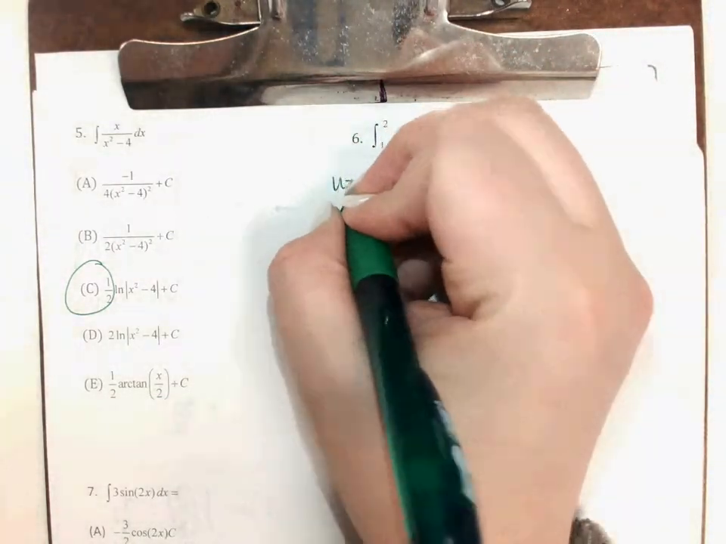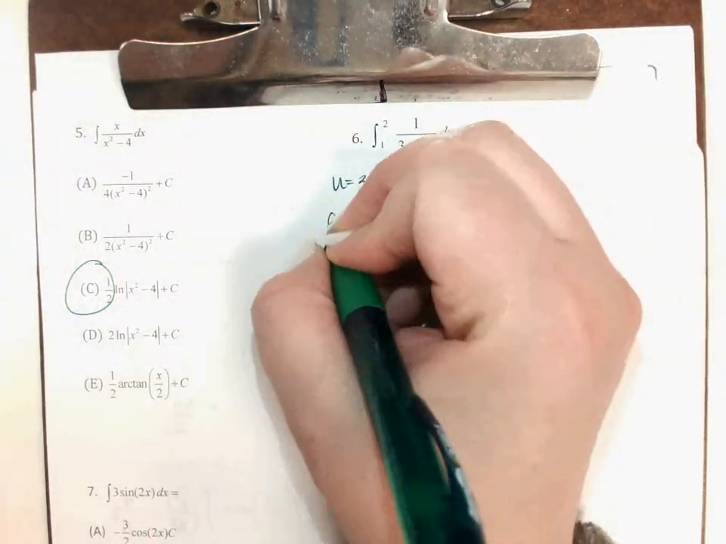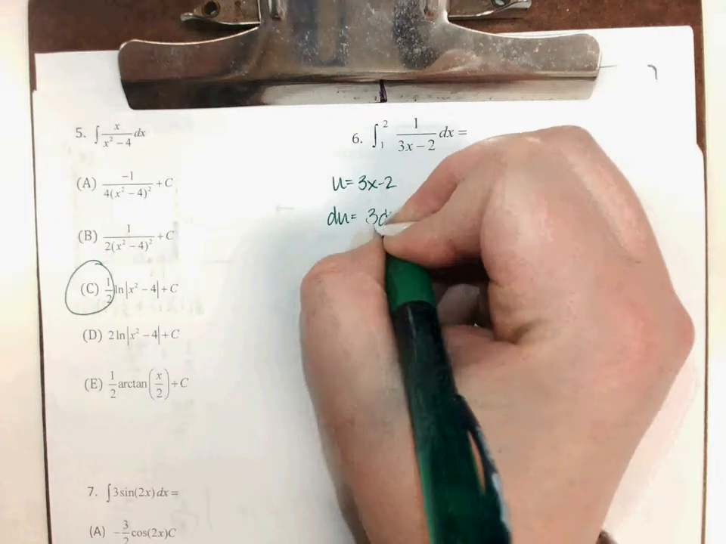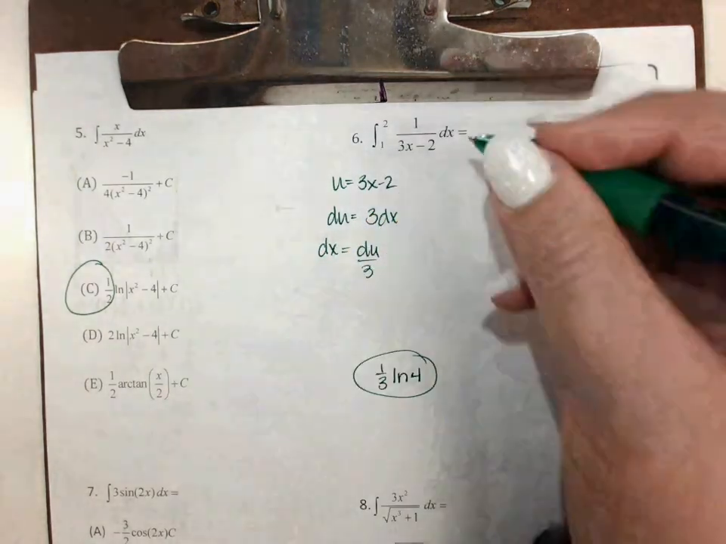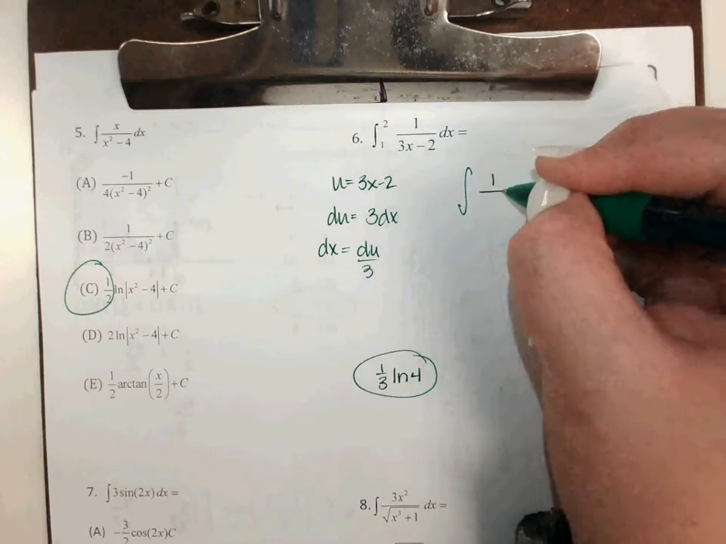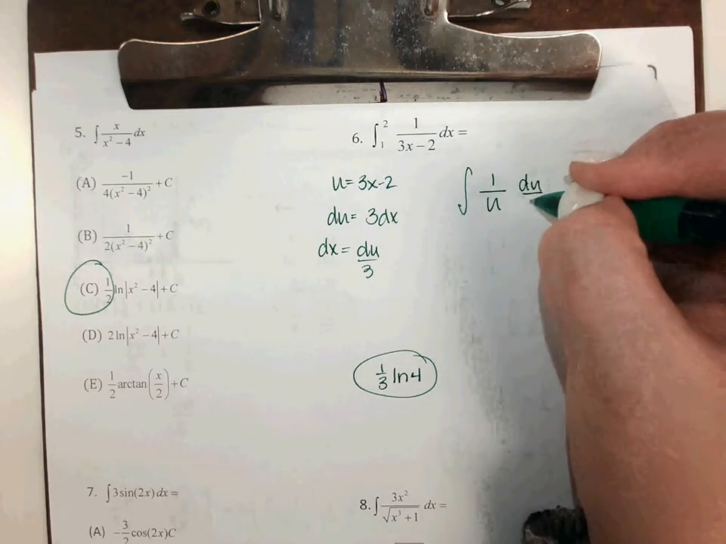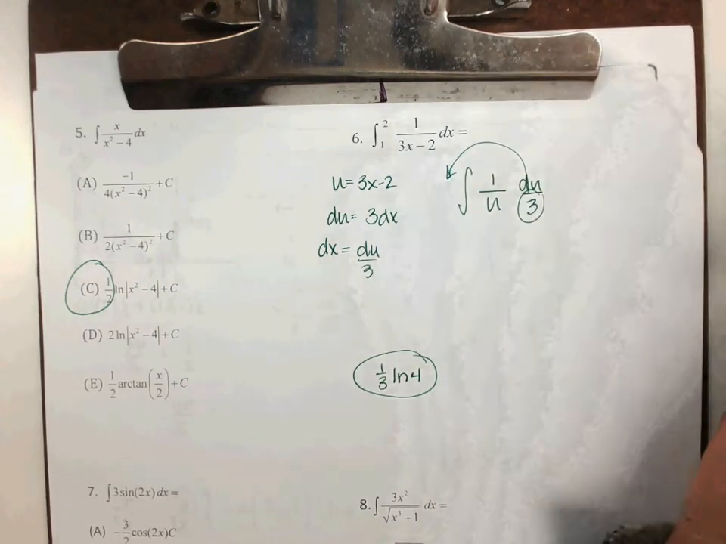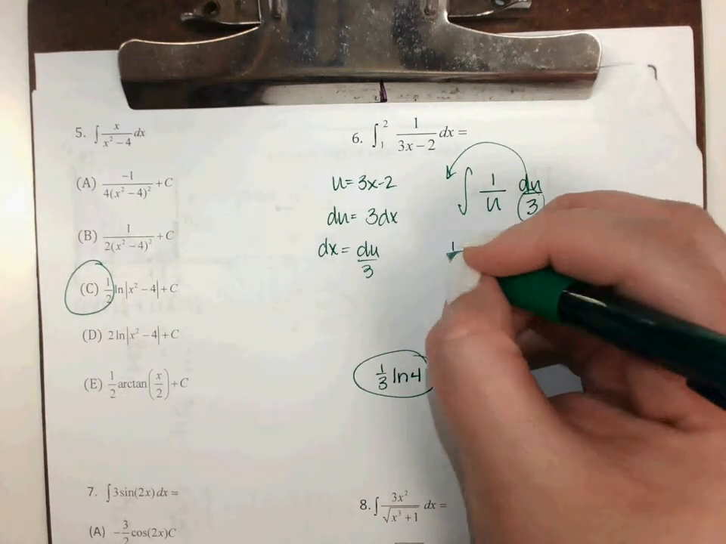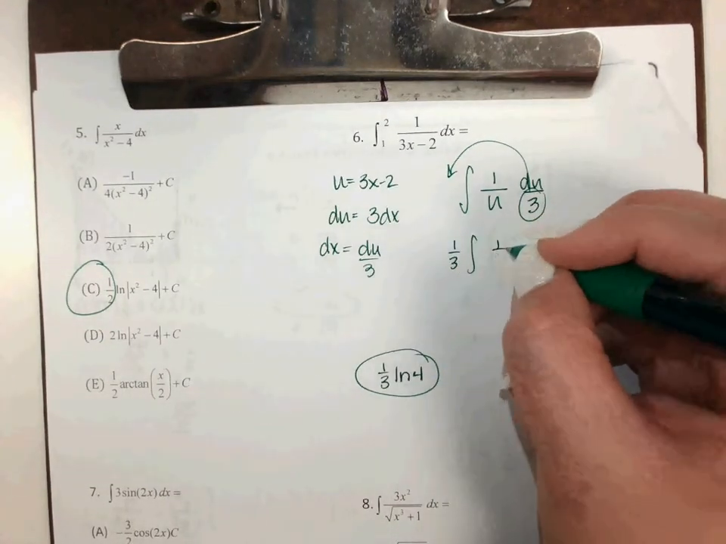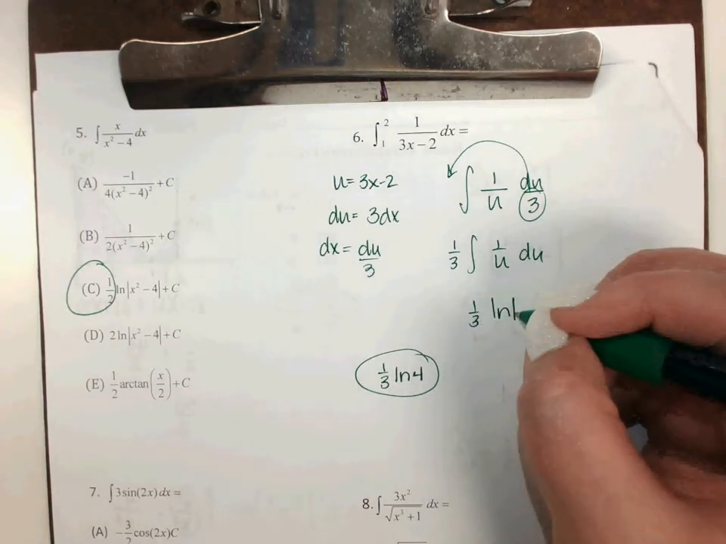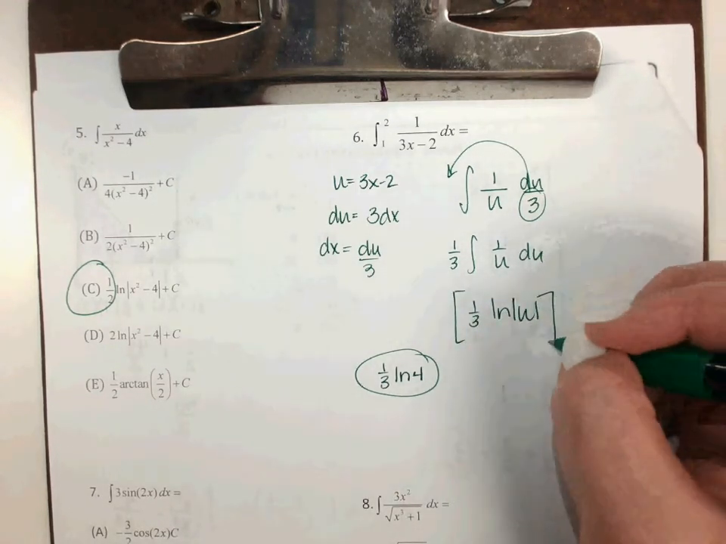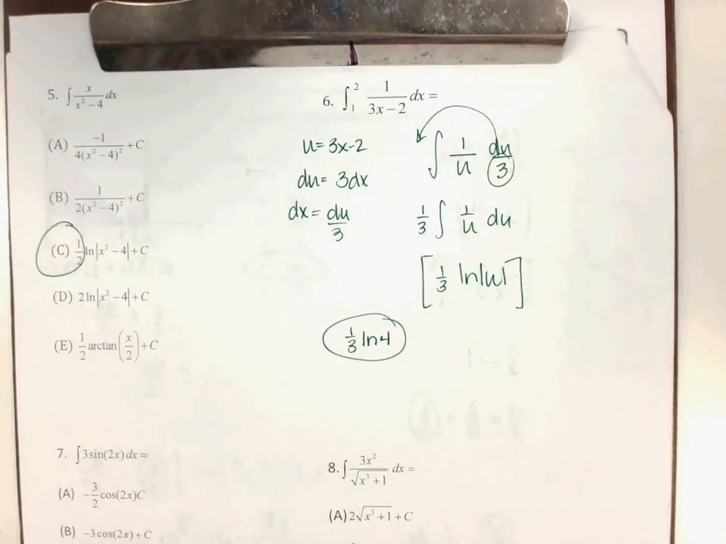Okay, 3x minus 2, which means du is just a 3 dx, right? So dx is a du over 3. Okay, rewrite your integral. I have 1 over u, du over 3. My 3 comes to the front as a what? 1/3. What's the antiderivative of 1 over u du? ln u. Technically plus c, but I have endpoints, so nobody cares.